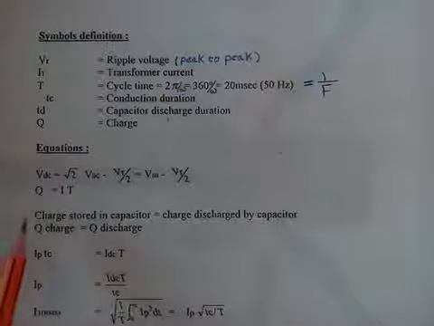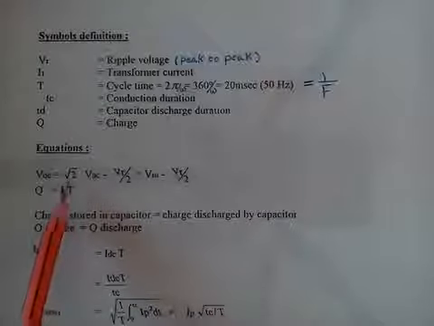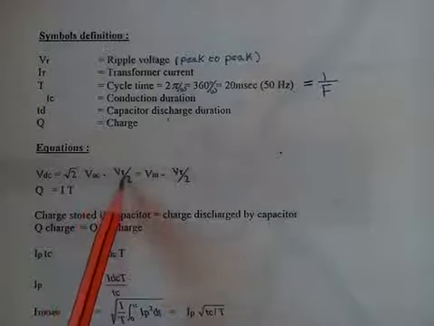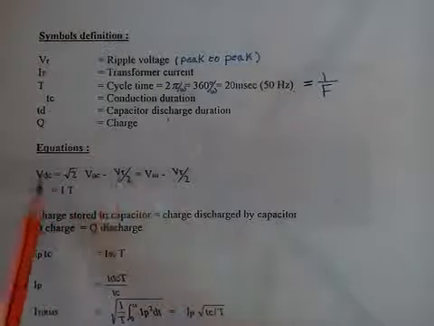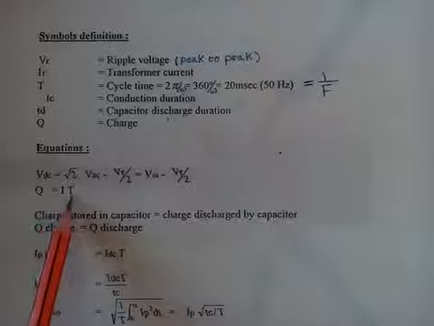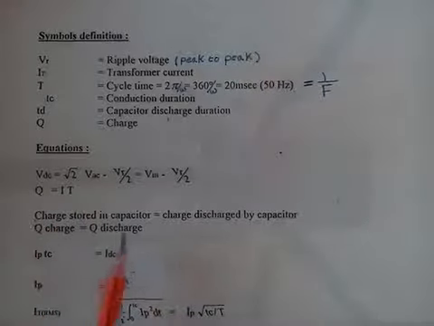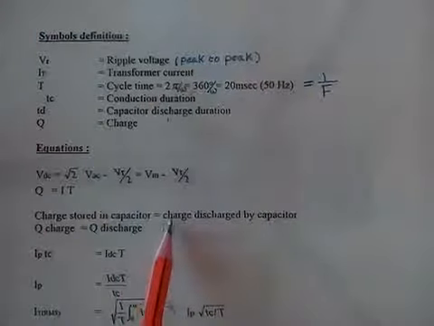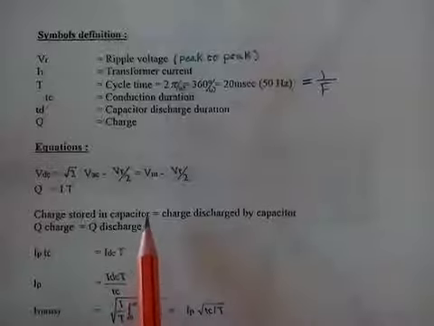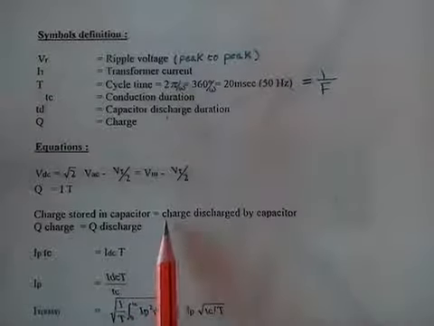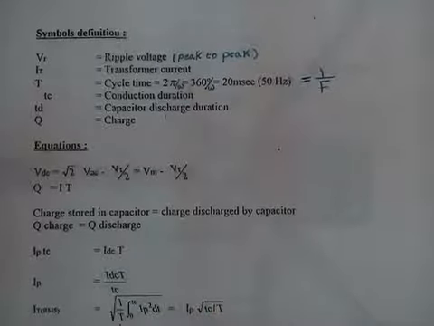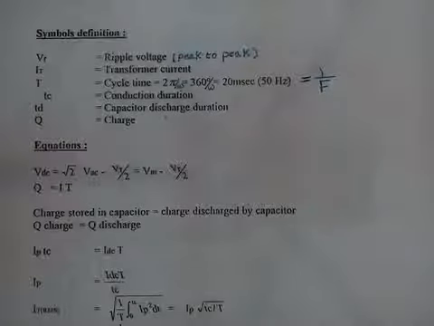And the equations that we have: the VDC will always be equal to the square root of 2 times the VAC, that's the peak voltage, minus VR over 2, just half of it, and that would be equal to our VDC. The Q, as we always know, equals the current multiplied by the time. The charge stored in the capacitor equals the charge supplied by the capacitor, because you store that energy in the cap for a short duration, and the rest of the duration the cap has to supply that charge to the load. So Q charge would be equal to Q discharge.